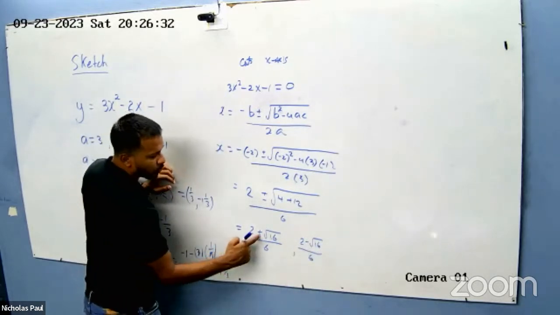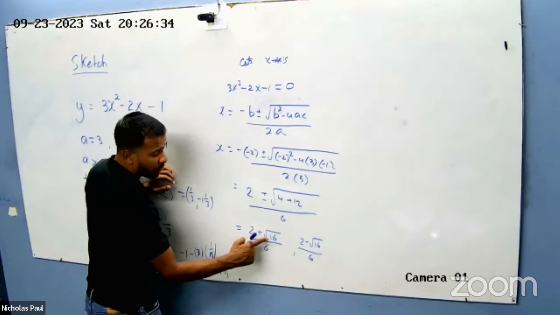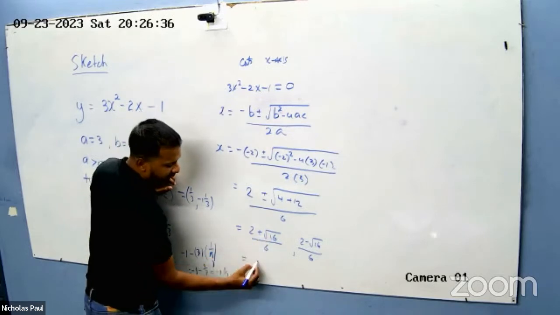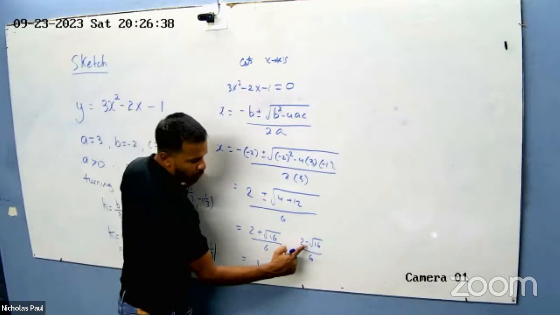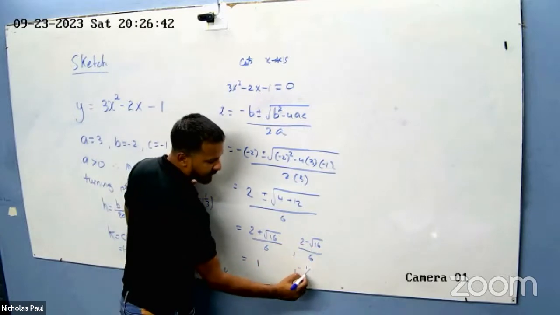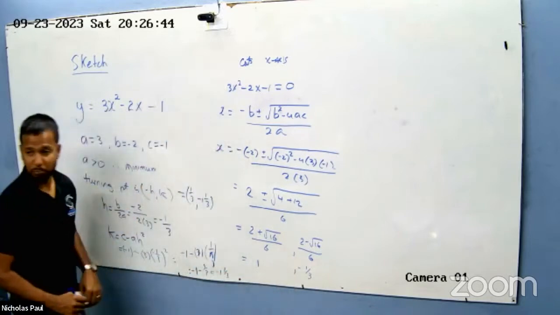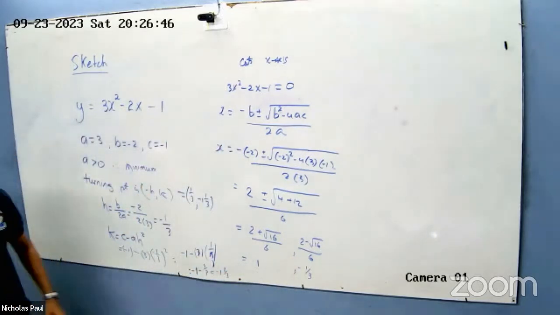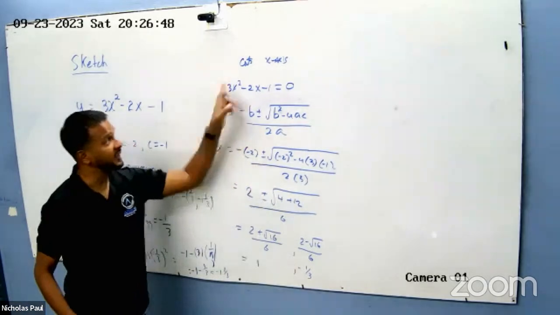Right? 2 plus square root 4 is 2 plus 2... 2 plus 4 is 6. 6 over 6 is 1. 2 minus 4, that's minus 2, and over 6, that's minus 1/3. So when you factorize, you really get where it cuts the x-axis.